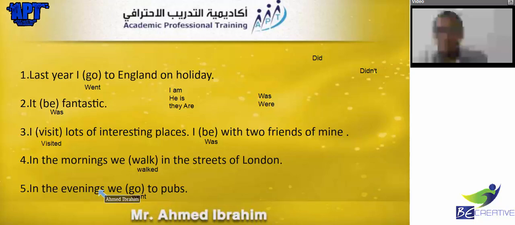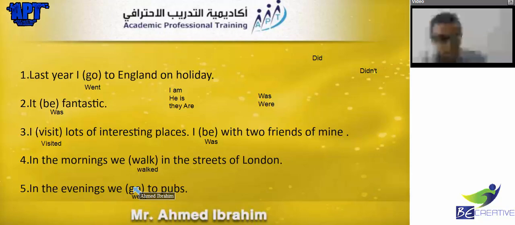Okay, moving on. In the evenings, we went to pubs. Affirmative sentence. If I want to make it negative, same two steps. I put didn't before the verb, and I make the verb in the infinitive form. So it becomes in the evening, we didn't go to pubs. Note: we didn't went. After did or didn't, it's a rule. After did or didn't, always the verb in the infinitive.